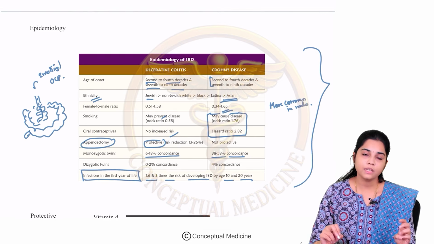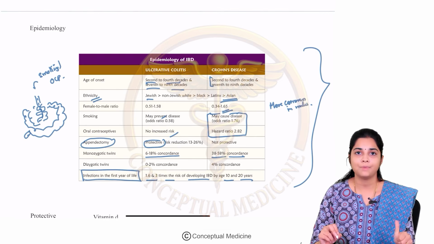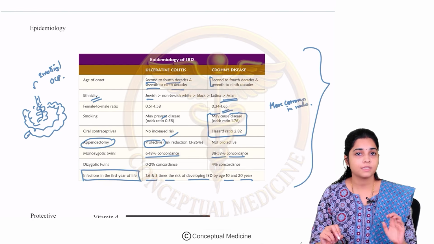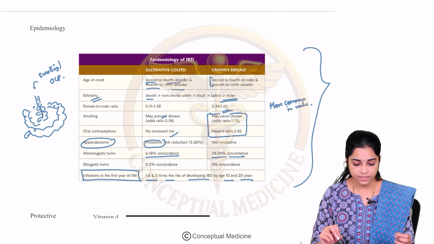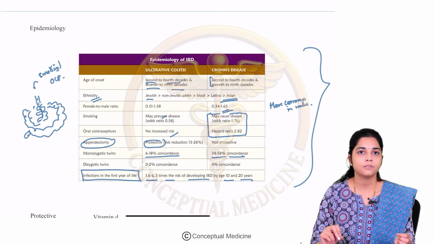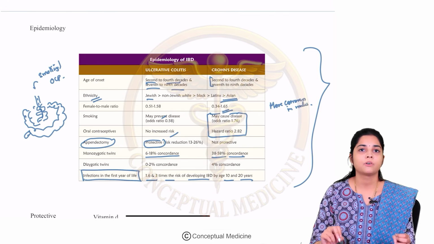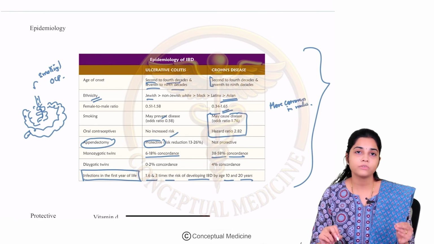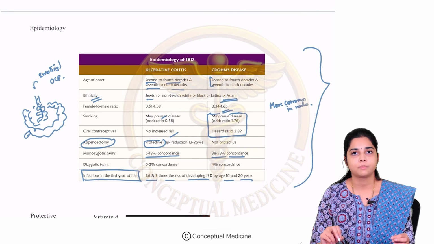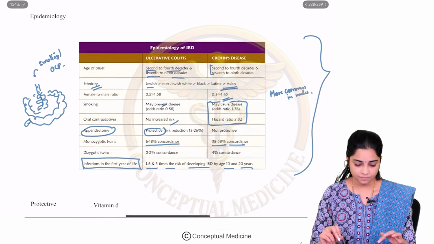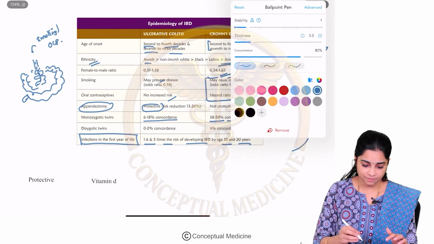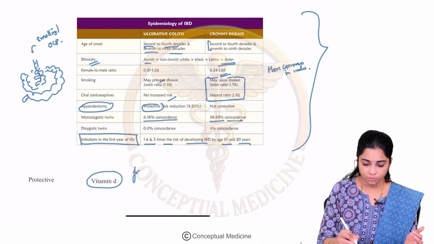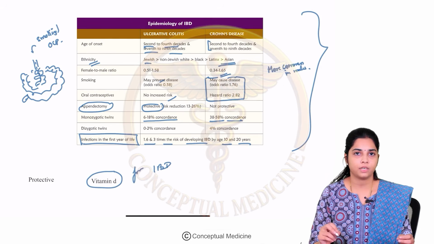Then smoking and OCP increase the risk of Crohn's disease. Appendicectomy is protective for ulcerative colitis. Monozygotic twins have a higher concordance in Crohn's disease. And infections in the first year of life form a very important risk factor for inflammatory bowel disease. Alright, so these are the most important salient points that you have to remember about the epidemiology. The only protective factor which has been found is vitamin D. Vitamin D is considered to be protective for both Crohn's disease and ulcerative colitis.